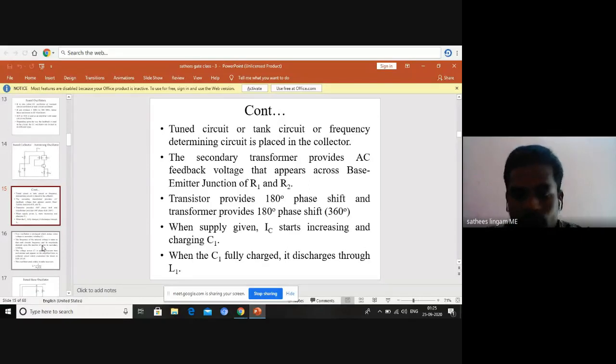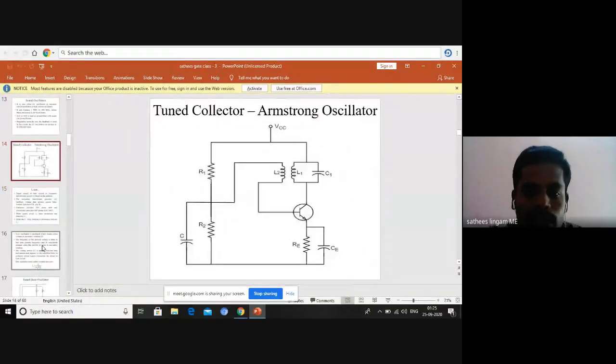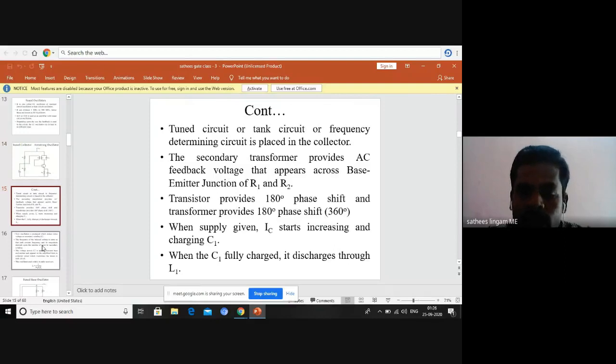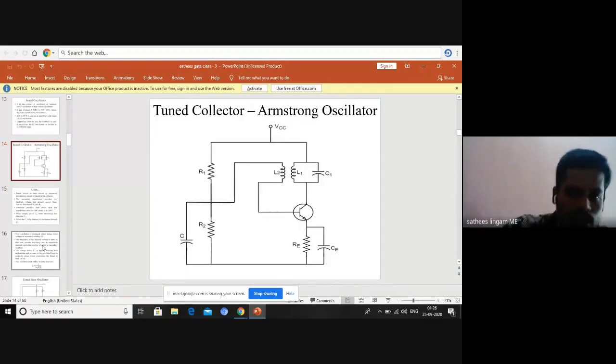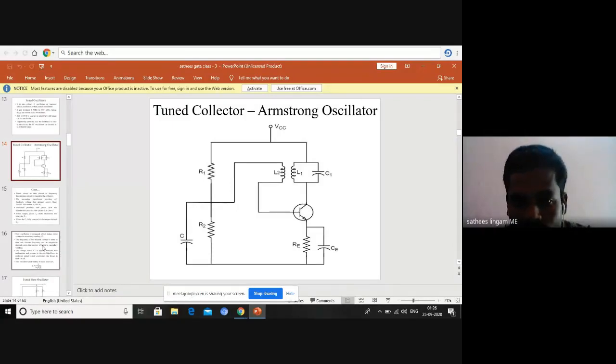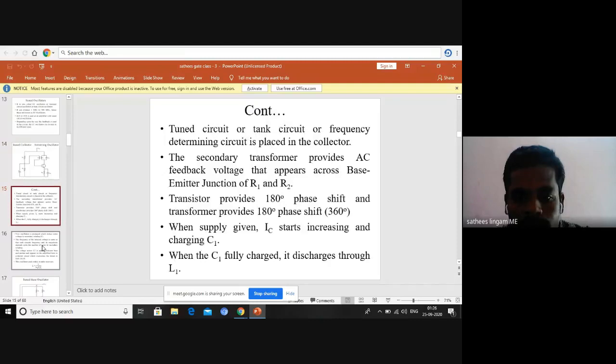Now the operation of the tank circuit: when supply is given, supply means VCC, IC starts increasing and charging the capacitor C1, because initially it was not charged. So immediately the capacitor is getting charged.